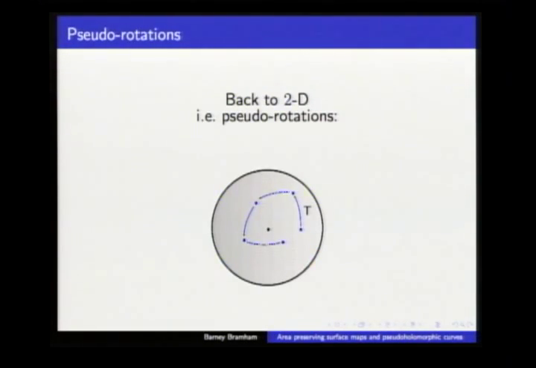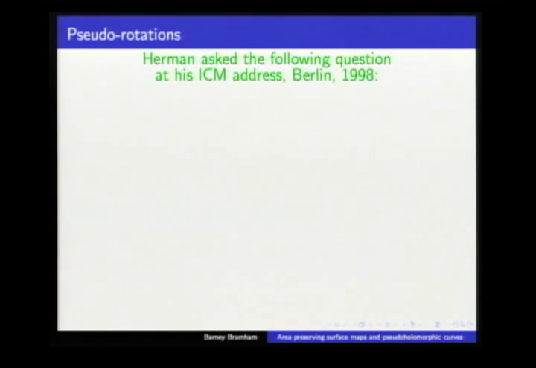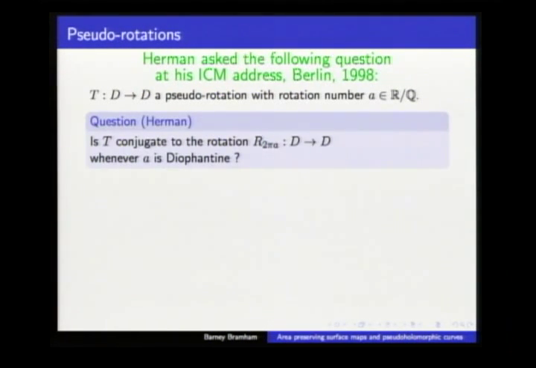So back to the two-dimensional question. So you have a pseudo-rotation, and Herman himself actually asked the following question, which is more or less, does a similar statement that holds for circle diffeomorphisms actually hold for pseudo-rotations? So supposing you have a pseudo-rotation T with rotation number A, that's an irrational number, then is T conjugate to a rotation whenever A is Diophantine? I mean, even if you could get a C0 conjugacy, of course, this would be really amazing.